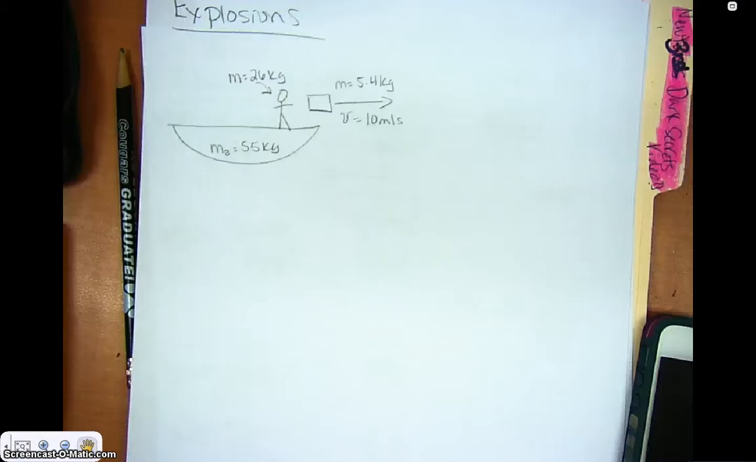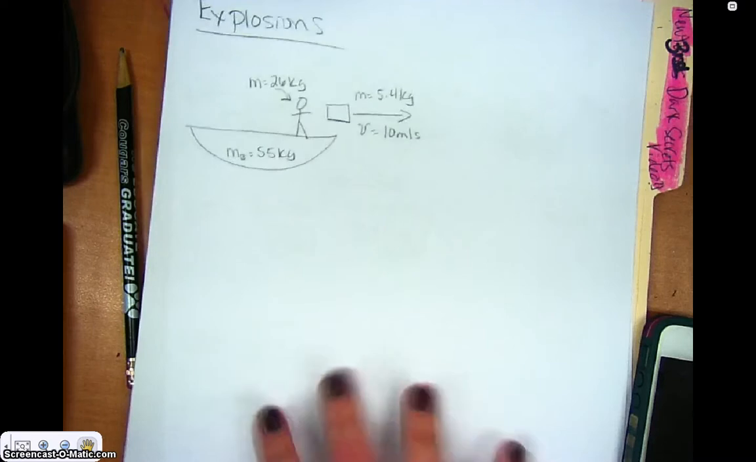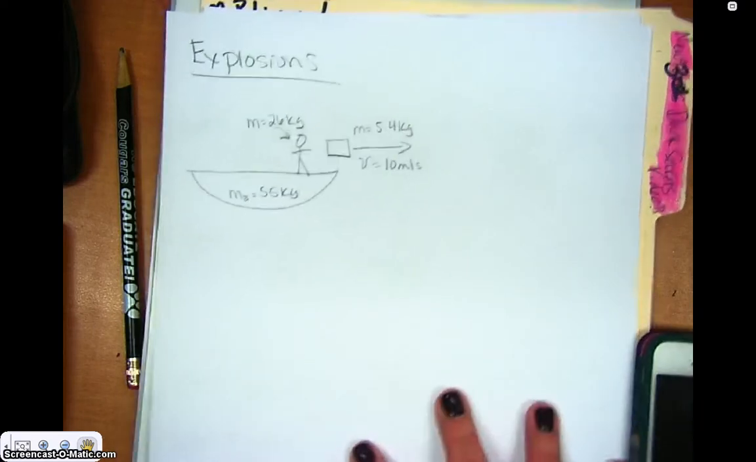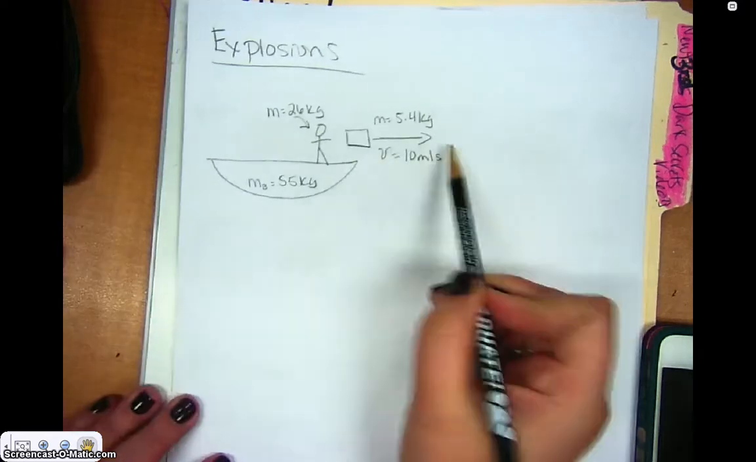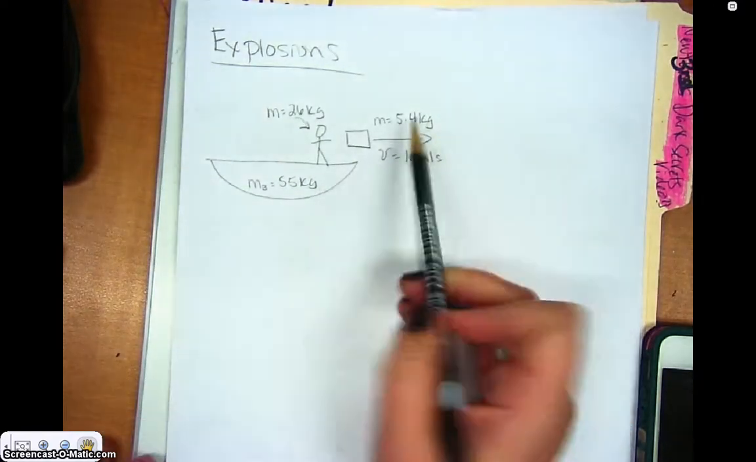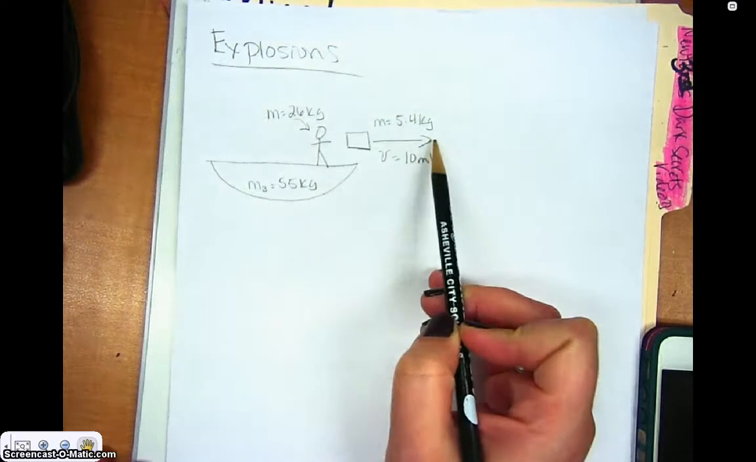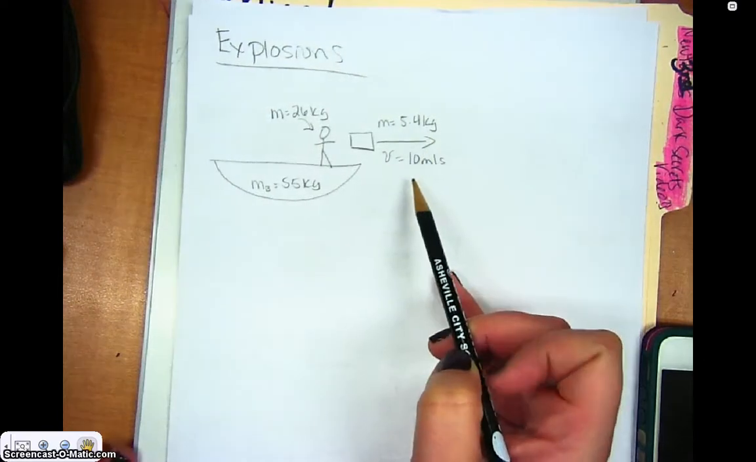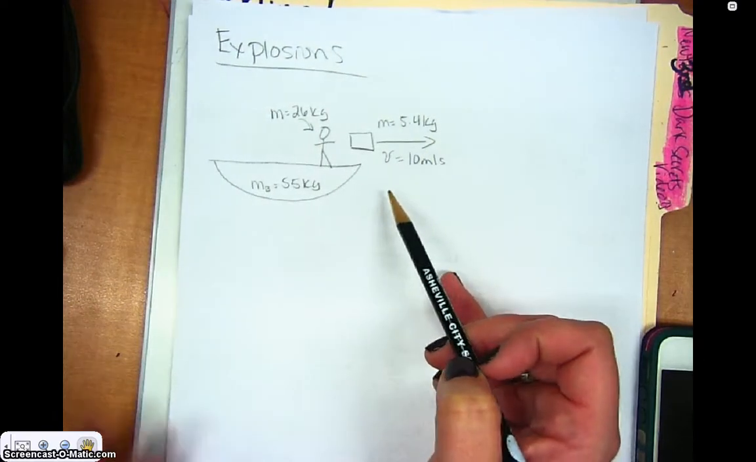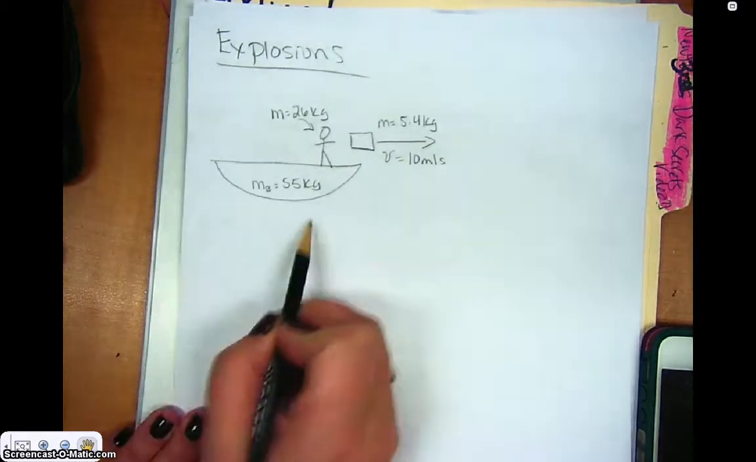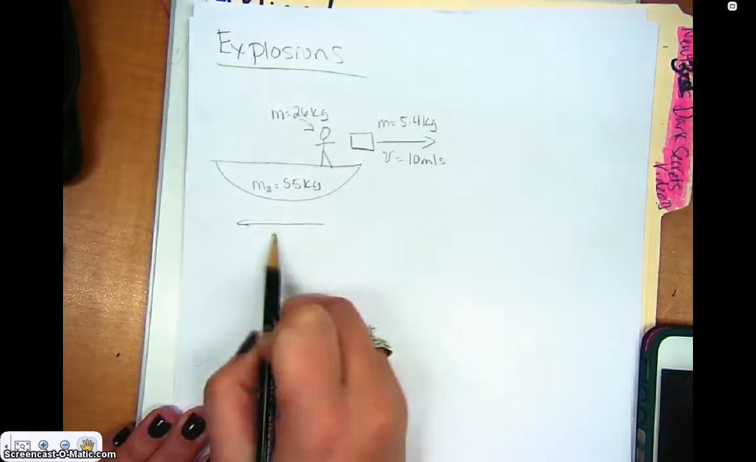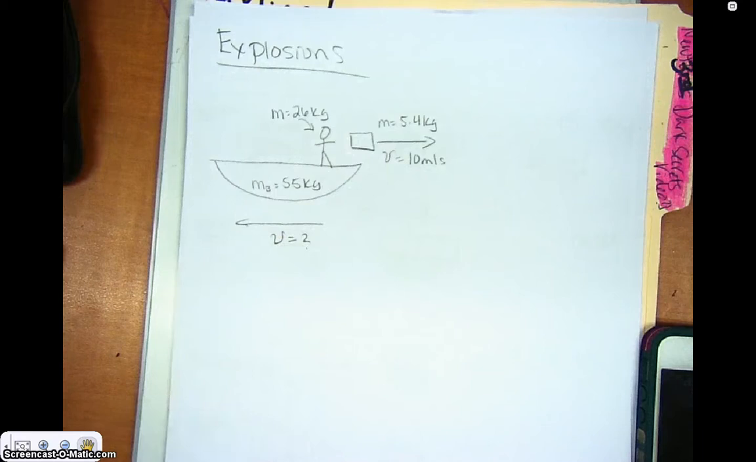So the first one that I'm going to do is the idea of an explosion. So it's not really an explosion, but it's the same general idea. So you have a person sitting on a boat and they have a package and they're going to throw that package off of the boat. And the mass of the package is 5.4 kilograms. And the velocity of the package after it's tossed is 10 meters per second. And so we know that the boat would then move back. And so we want to know what velocity the boat is going in this direction.